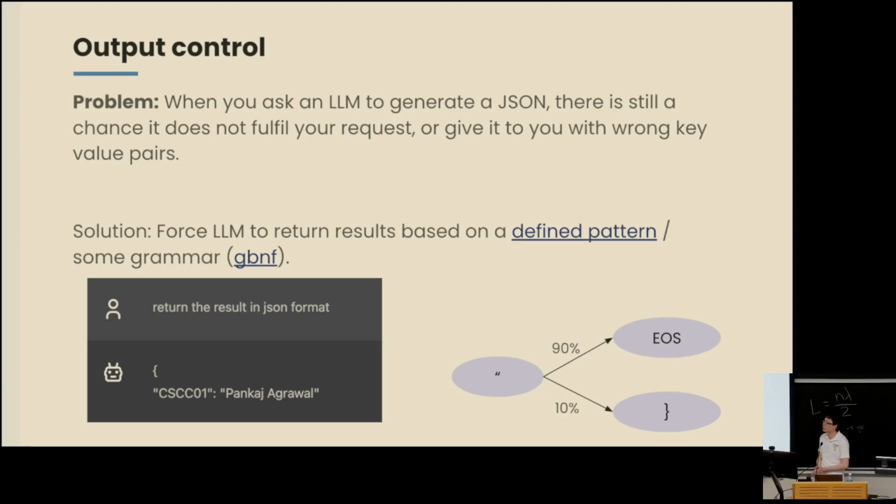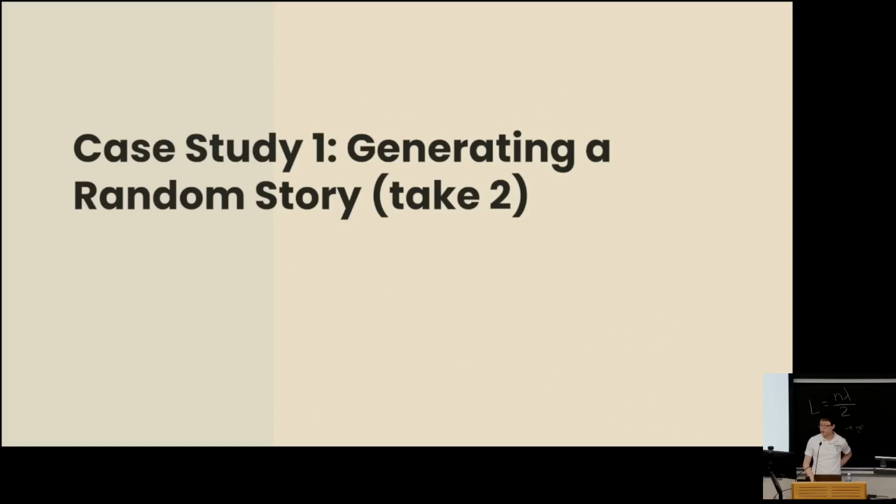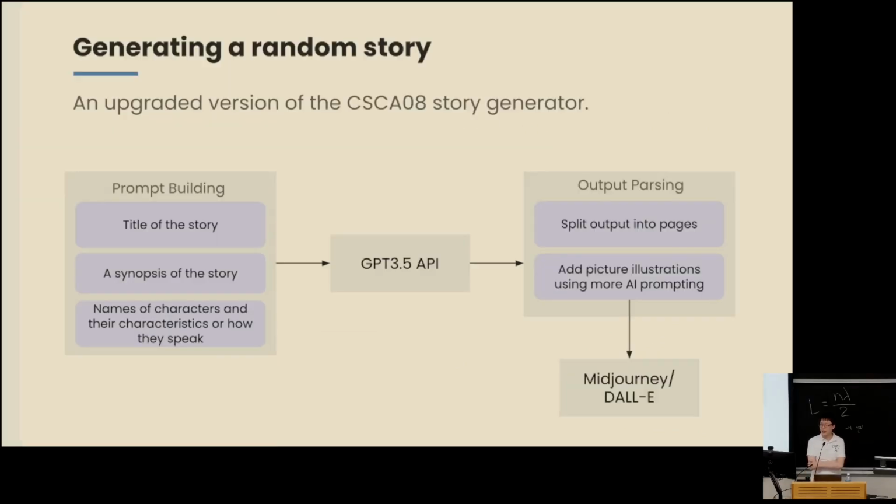Okay, so that's output control. So with these three things, the idea is that you could build something that is more production ready. Okay, let's look into the first case study. So let's take a look at an LLM architecture, an SLM architecture to generate a random story. So first of all, let's utilize what we've learned. Okay, so prompt building. First of all, we need to have a title of the story, synopsis of the stories, maybe names of characters we want. Let's put it through the GPT 3.5 API, and then we do some sort of output parsing, right?